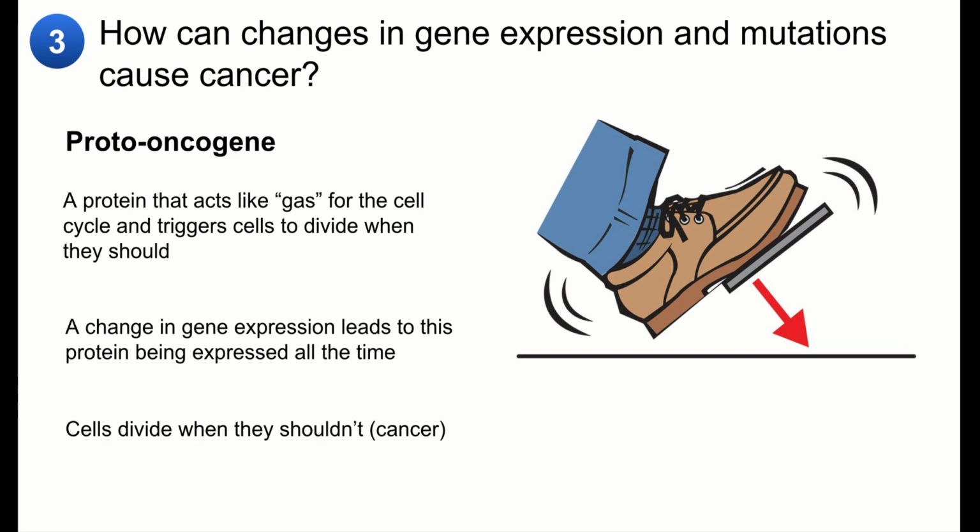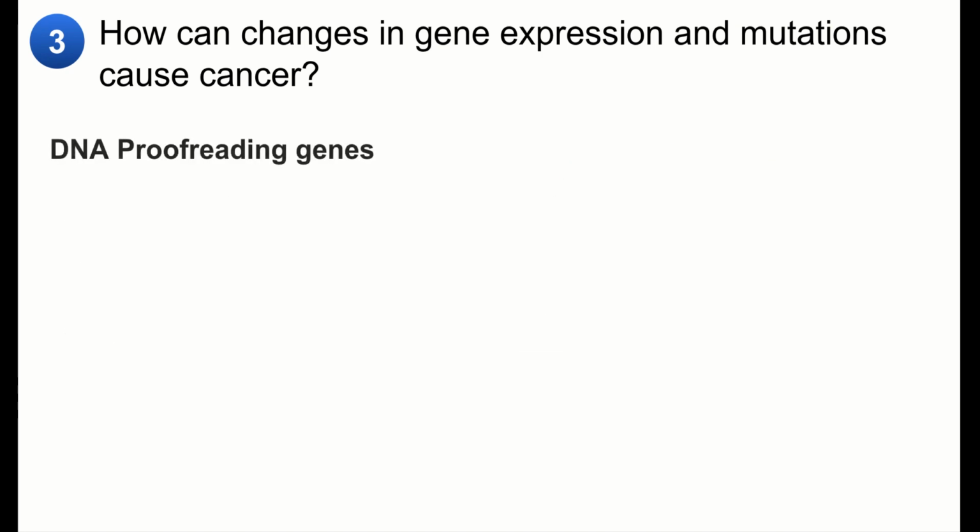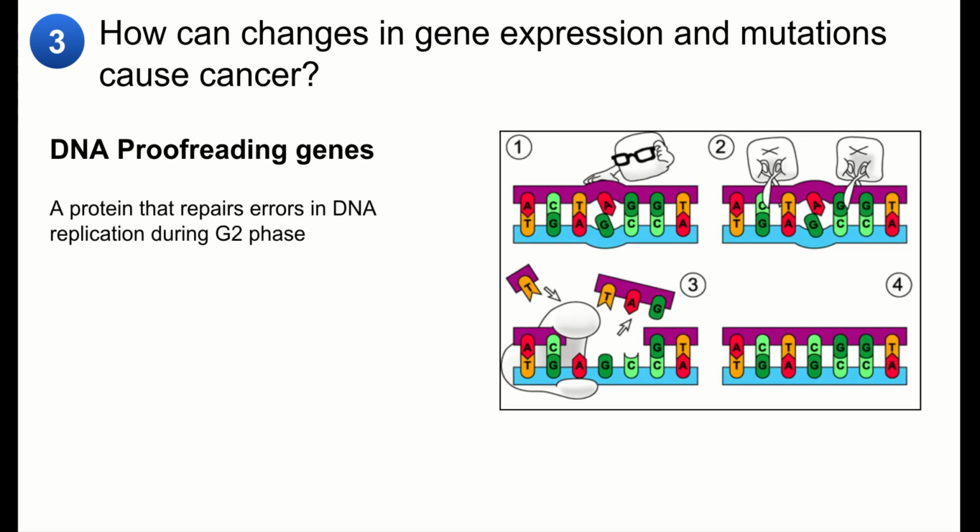One more category of genes to talk about are DNA proofreading genes. These are genes that code for proteins that repair errors in DNA during G2 phase. That sentence is poorly written. It should say a protein that repairs errors made in DNA replication during G2 phase. As you know, there are some errors that are introduced into the DNA during DNA replication, and G2 phase is when those errors get fixed.